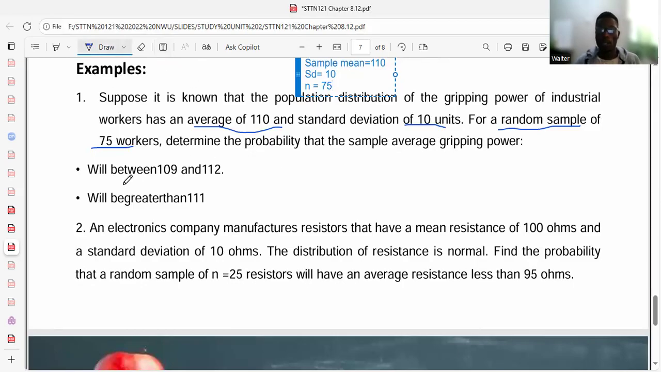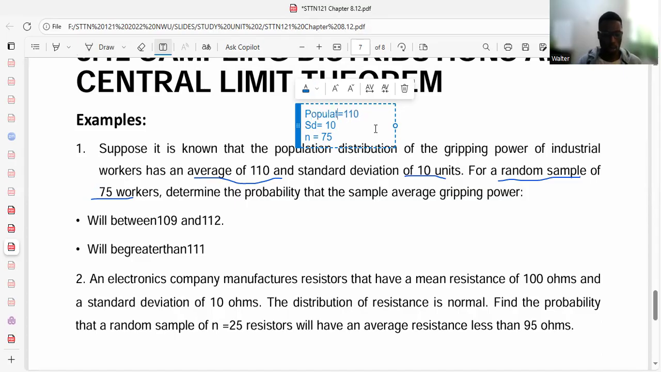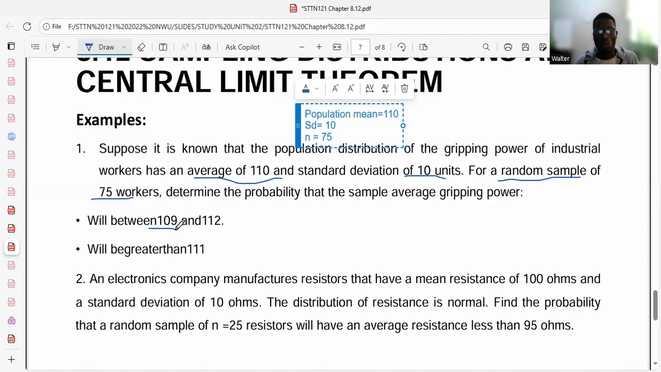Now they say to determine the probability that the sample average gripping power will be between 109 and 112. So here in this case, it's going to be a population mean, because I made a mistake here. The population mean will be 110. Because you see the sample average, which is the sample mean, is now 109 and 112. So this is what you do. Remember, when we are dealing with between, you don't use 1 minus. That's the method that I use. Even if maybe on the slides it's different, you'll end up getting the same answer.